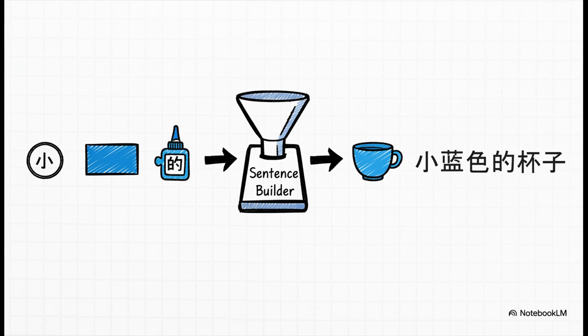Size first, 小, then the color, 蓝色. That's 蓝, a rising second tone, and 色, a falling fourth tone. Then our essential particle, de, and finally the noun, 杯子. That's 杯, a high, flat first tone, and a light, neutral 子, 杯子. Put it all together, 小蓝色的杯子. See? It's a formula. Once you get it, you can describe pretty much anything you can see.